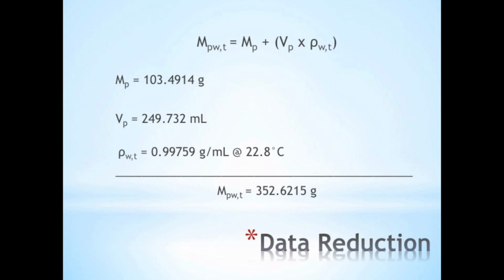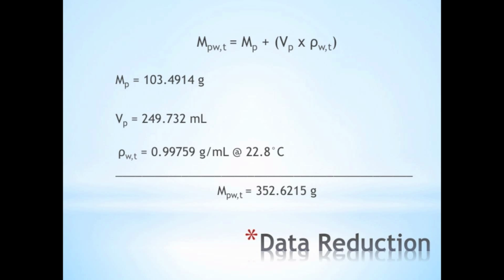The first equation in the calculations portion of the data reduction is the mass of the pycnometer and water at the test temperature. Add the average calibrated mass of the dry pycnometer to the average calibrated volume of the pycnometer times the density of water at the test temperature. Remember that the test temperature was the final temperature measurement of the soil slurry after sitting overnight.